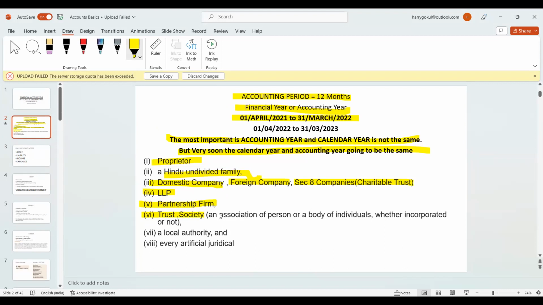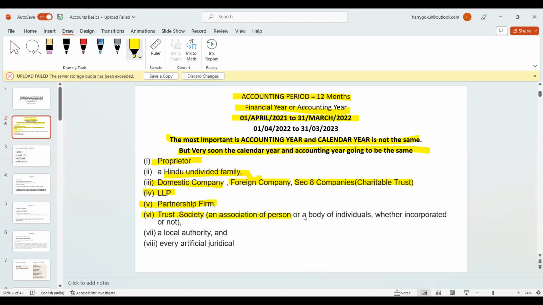For every entity we need to keep accounts so that we can assess the performance and show the government what your income, revenue and expense are, like when filing an income tax return.